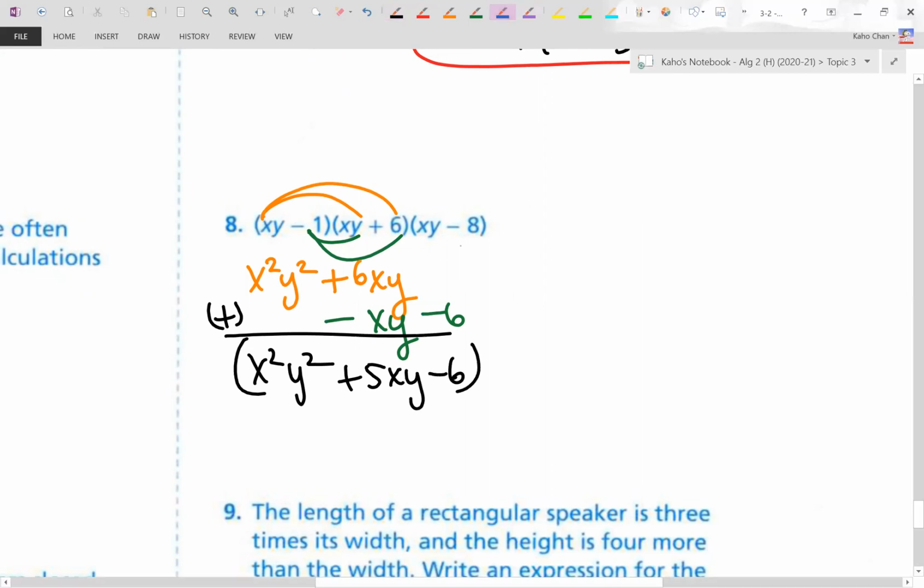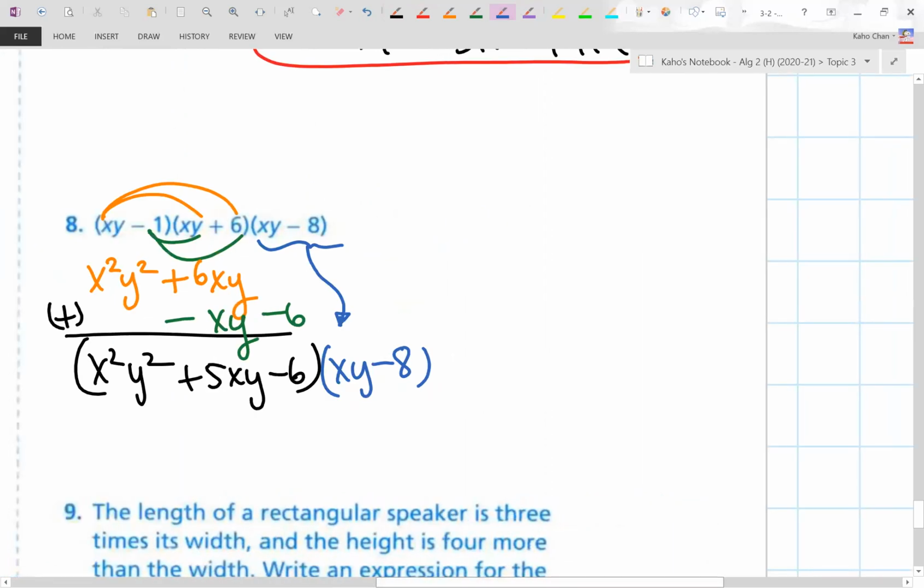Bring down the other binomial to be multiplied with that thing I just got. Ooh, this is going to be very messy, isn't it? I think I'm going to go ahead and just go crazy here. Here we go. All right, wish me luck. X squared y squared times xy is x cubed y cubed. All right. Next one, I'm going to do, whoa, minus 8x squared y squared.